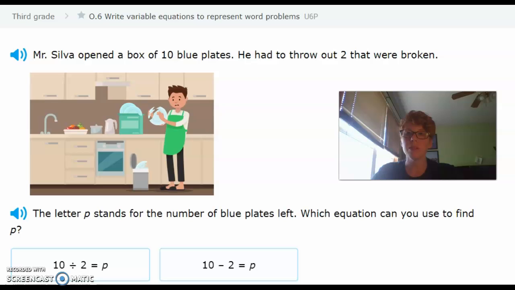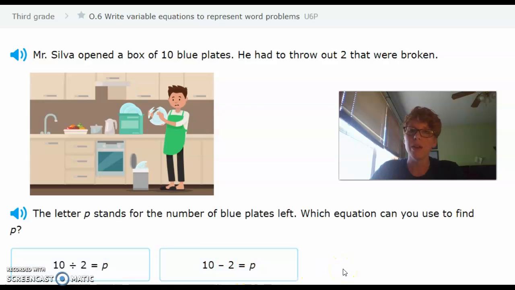This one says Mr. Silva opened a box of 10 blue plates. He had to throw out 2 that were broken. The letter P stands for the number of blue plates left over. So which equation can we use to find the P? I'm not going to write down the start, change, result because I think we can figure out what happened with Mr. Silva's blue plates. Our options here are 10 divided by 2 equals P, or 10 take away 2 equals P.